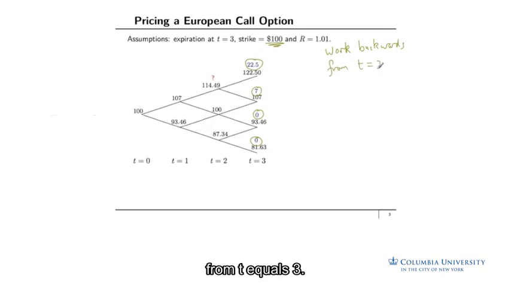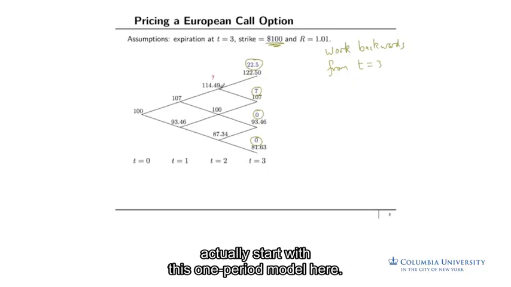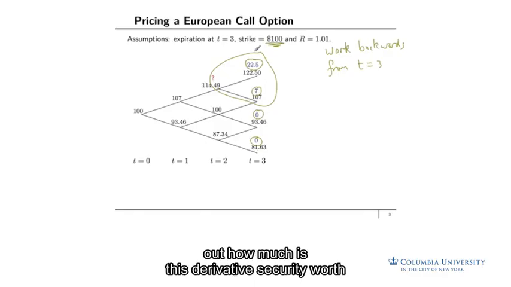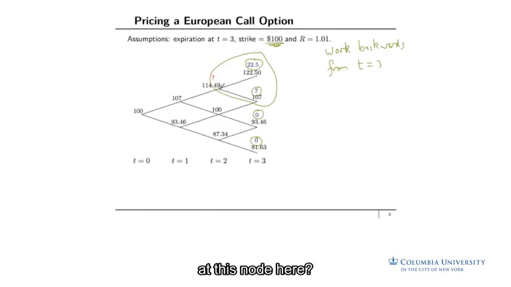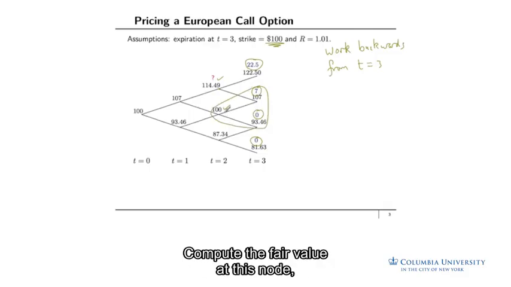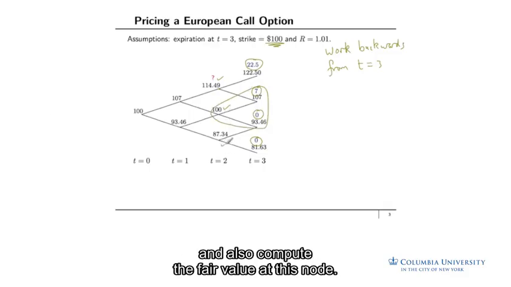From t equals 3, we can actually start with this 1-period model here. So let's take a look at this 1-period model and figure out how much this derivative security is worth at this node here. This is a 1-period model which pays off 7 at this node, 22.5 at this node. We can compute the fair value of the security at this node using our 1-period knowledge. We can do the exact same for this node. We can treat this as a one-period model, compute the fair value at this node, and also compute the fair value at this node.